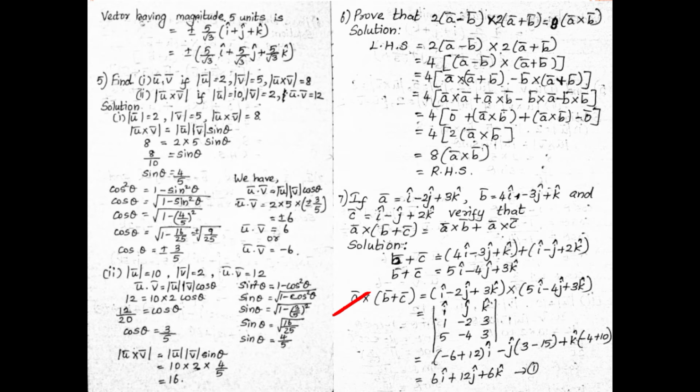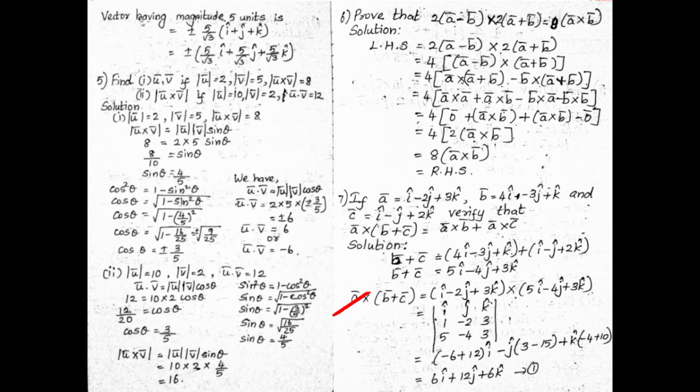Sixth problem, prove that 2 in bracket a vector minus b vector cross 2 a vector plus b vector is equal to 8 into a vector cross b vector. Here we have to prove left hand side is equal to right hand side. We start from the left hand side. Left hand side is equal to 2 a vector minus b vector cross 2 a vector plus b vector.